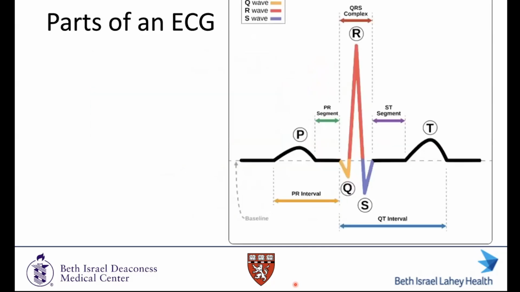And then this is just the basic parts of our EKG. So we have our P wave, our QRS complex, and our T wave, and then our most important intervals, our PR interval, as well as our QT interval.